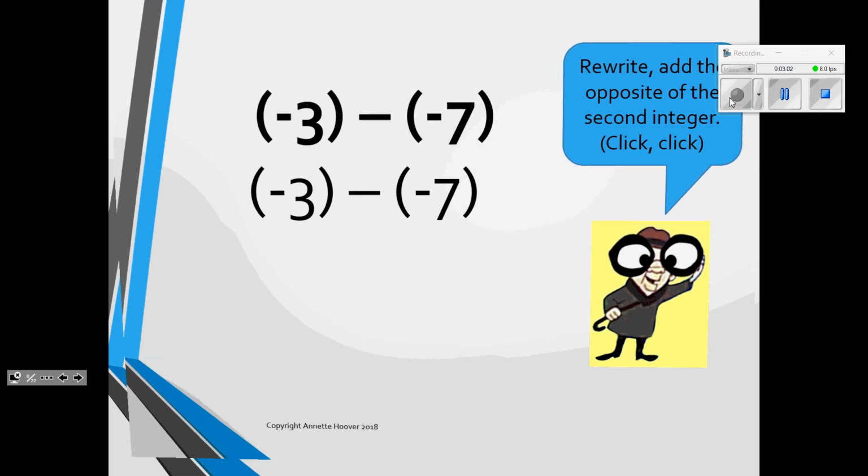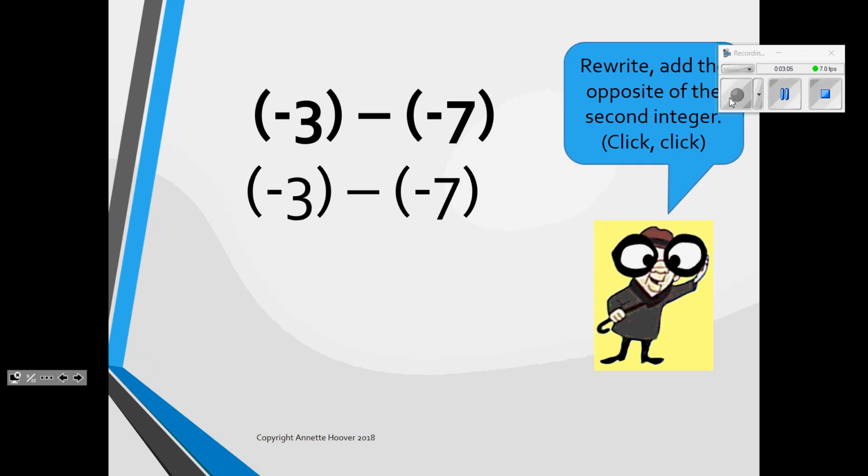Okay, in our next example, we have a -3. You don't do anything to the first integer. The -3 is going to stay a -3. But then it says minus, and when you see a minus sign, -7, that is where you're going to add the opposite. So the opposite of a -7 is a +7. So again, when you say minus a negative, think of it as a giant plus sign. Now what do you have? You have -3 plus a +7.